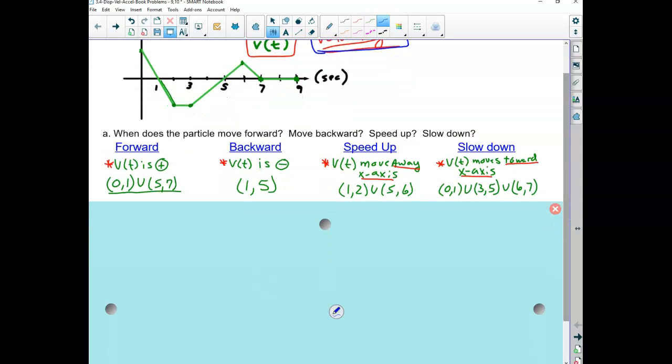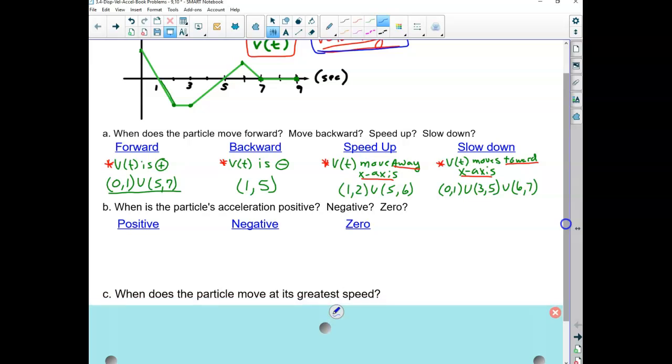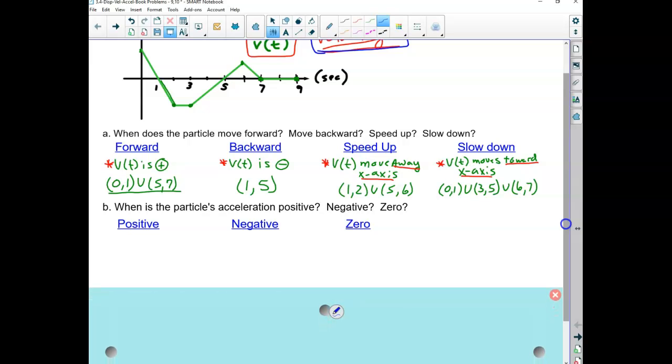Okay. The next one we have here is: when is the particle's acceleration positive?